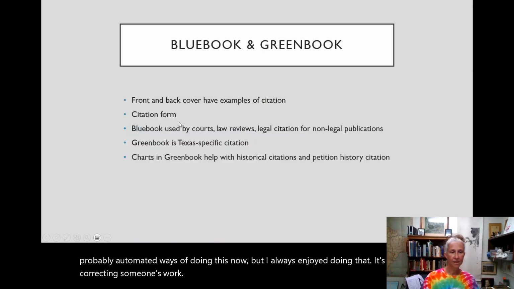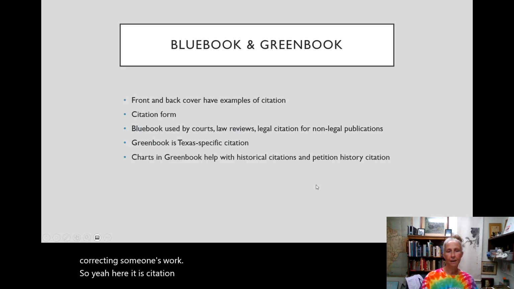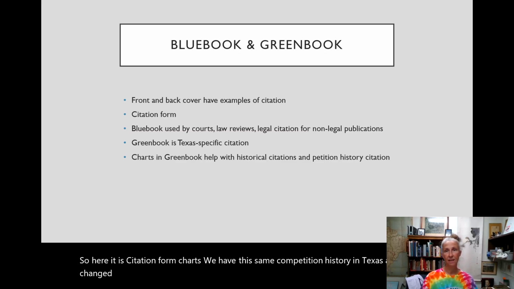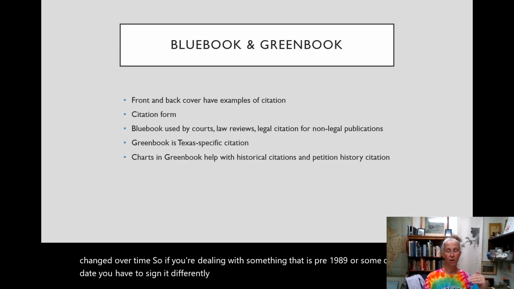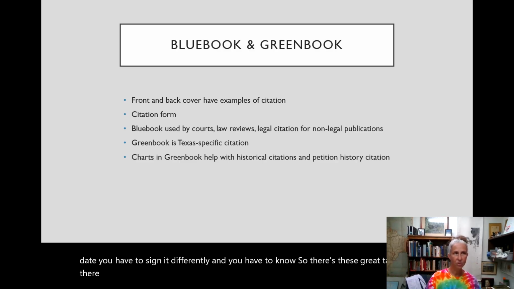So, here it is. Citation form charts. We have this thing called petition history in Texas, and it has changed over time. So if you're dealing with something that is pre-1989 or some crazy cutoff date, you have to cite it differently, and you have to know. So there are these great tables in there, and to me, it's really easy to use the tables to figure out how you're supposed to do it. So it's not very expensive.